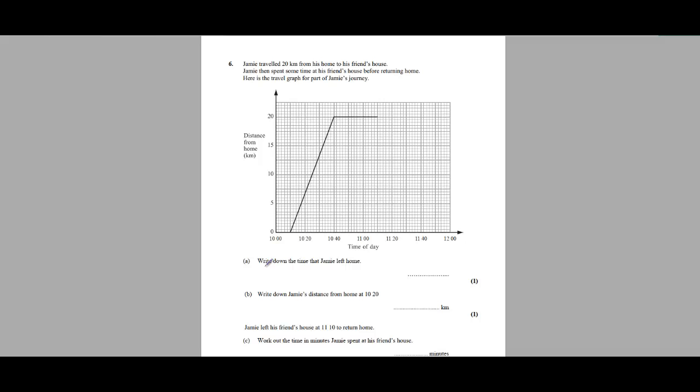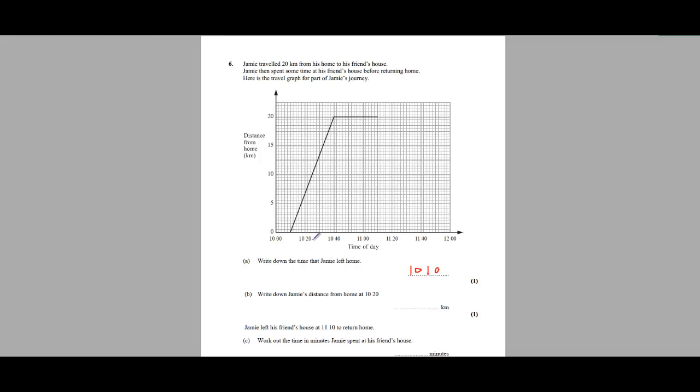Okay, and write down the time that Jamie left home. So what is the time? Yes, it is 10:10. It is just between 10 and 10:20. So the time is 10:10. And the second part is write down Jamie's distance from home at 10:20.